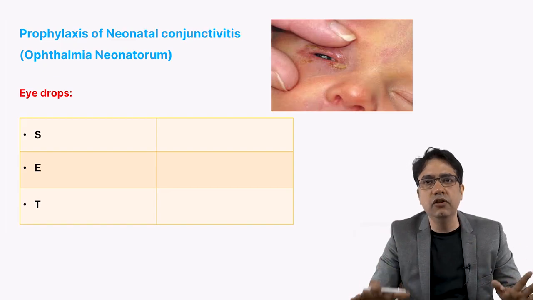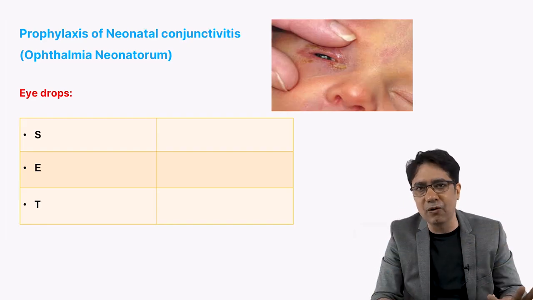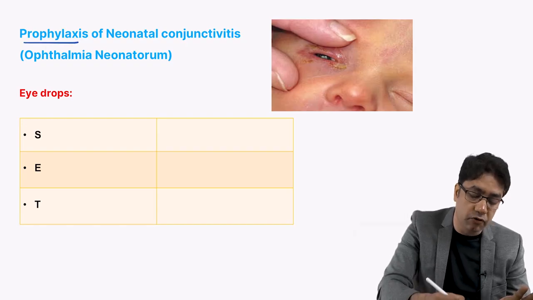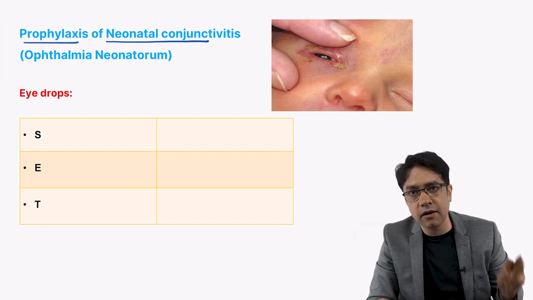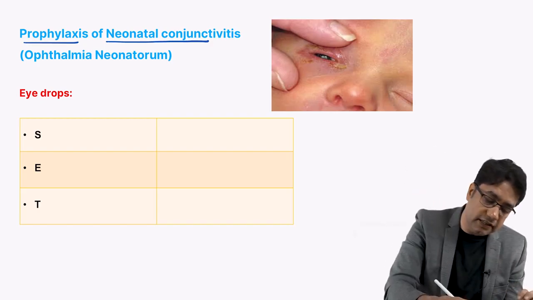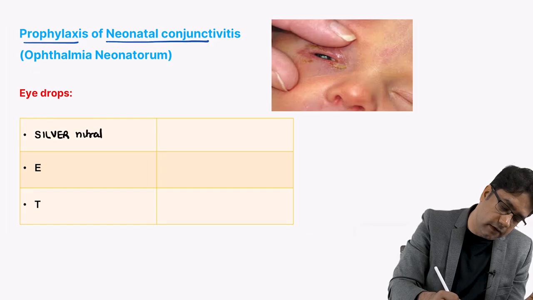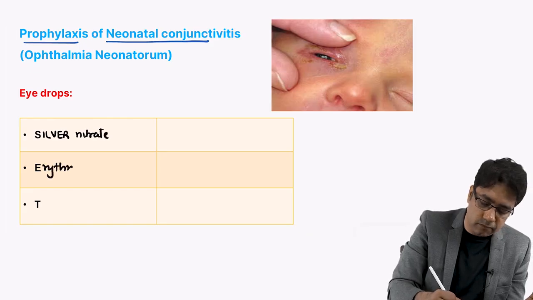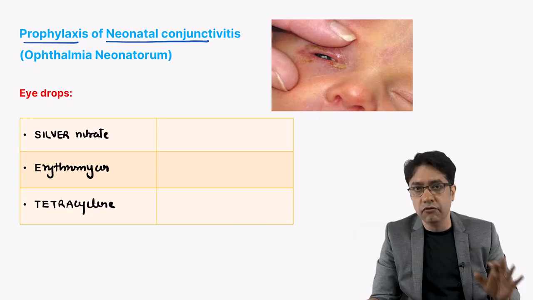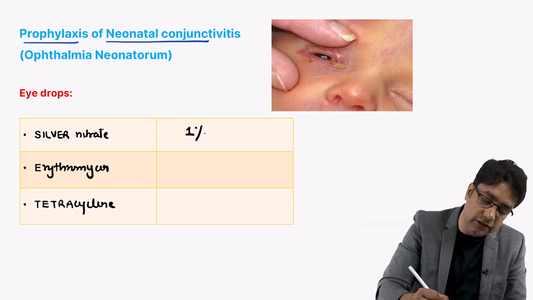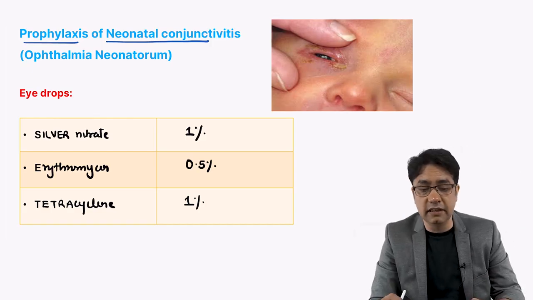So that is why whenever a new child is born, for prevention of this eye infection, we put certain eye drops. This is known as prevention or prophylaxis of neonatal conjunctivitis, also known as ophthalmia neonatorum. 3 eye drops have been approved. The first is silver nitrate eye drops. Second is erythromycin eye drops. And lastly, we have tetracycline eye drops. For the prevention of neonatal conjunctivitis, the strength is 1%, 0.5% and 1%. So this is neonatal conjunctivitis.